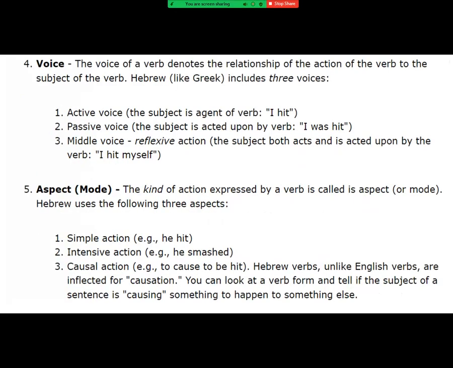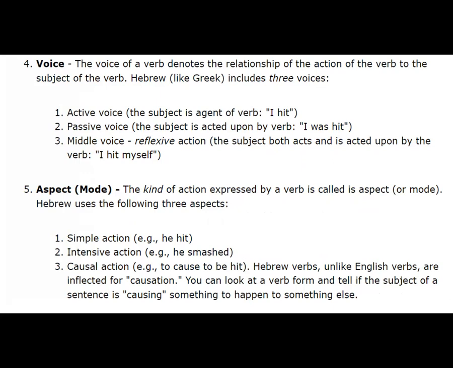That's no problem. Okay, in Hebrew, they also have voice, which is kind of like Greek. They have an active, a passive, and a middle voice. The active is like, I hit something. Passive is, well, I was hit. And reflexive is, I hit myself. So it happened to myself. I did both the doing and the causing. Anyway, I got both ends of it.